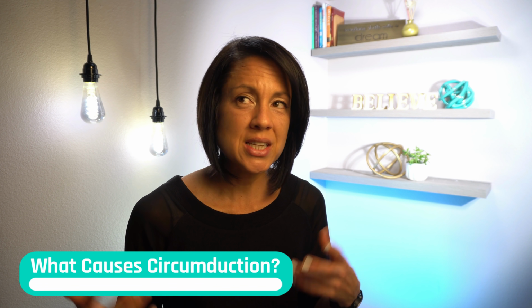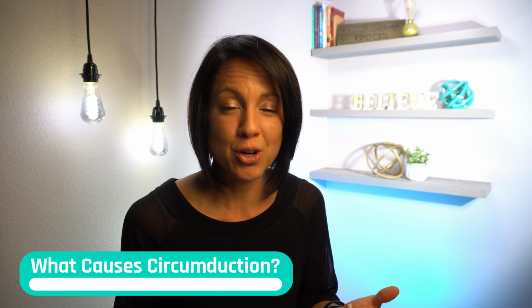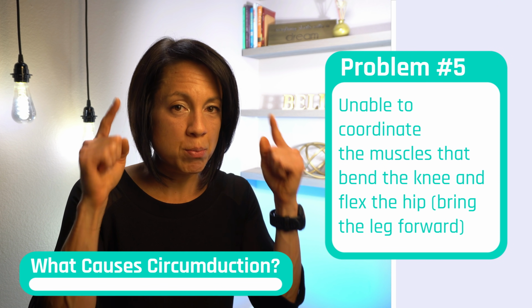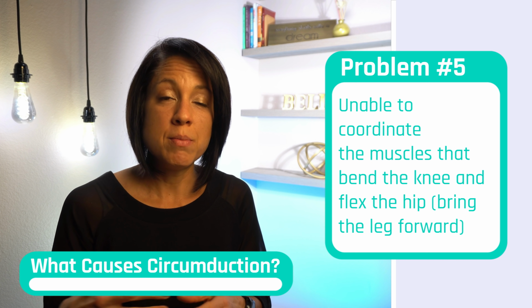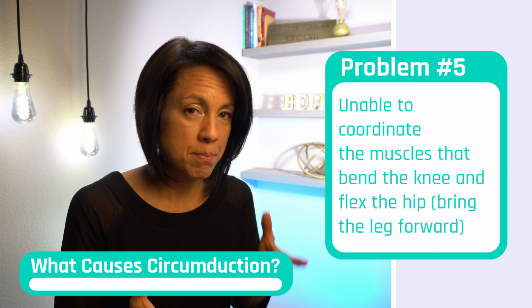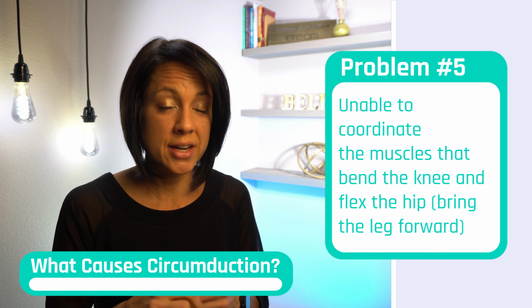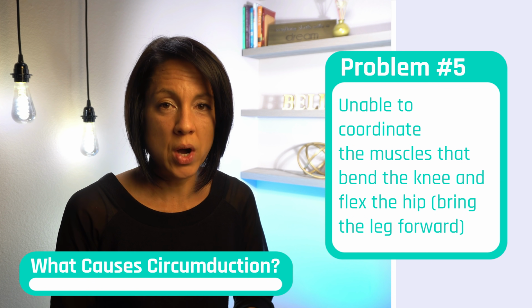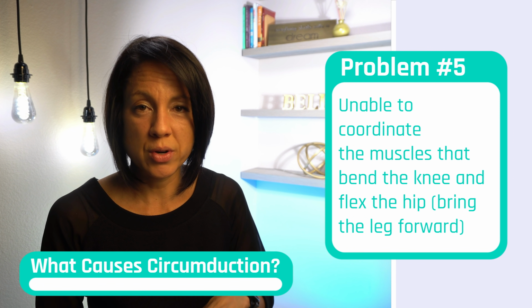And then the final reason that I can think of right now, if I think of more, I'll just make another video. But the final reason I can think of is if you just have a poor connection with the muscles that need to coordinate to lift the leg and bend the knee. So a poor brain connection with those muscles, then that would be another reason why you might swing the leg around the side.